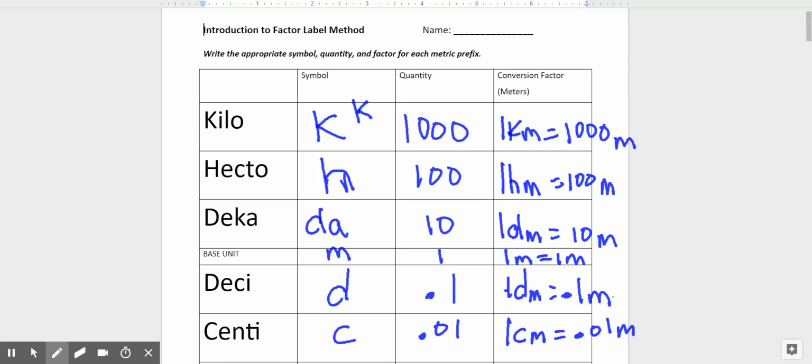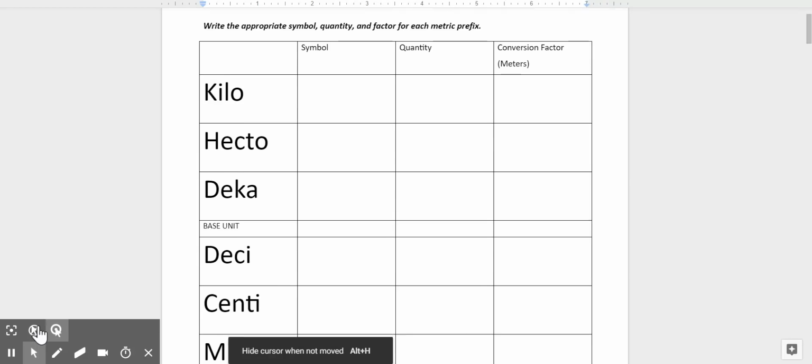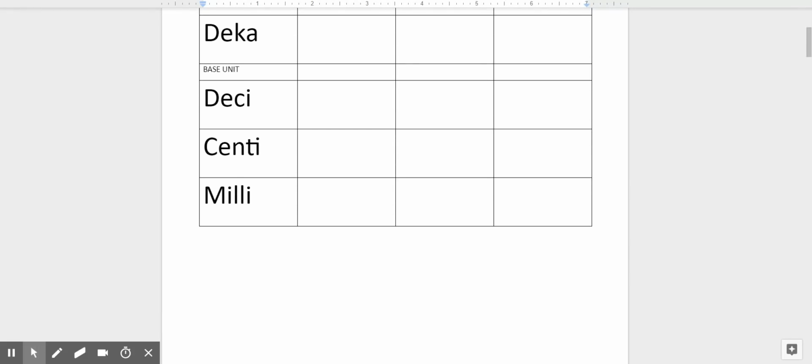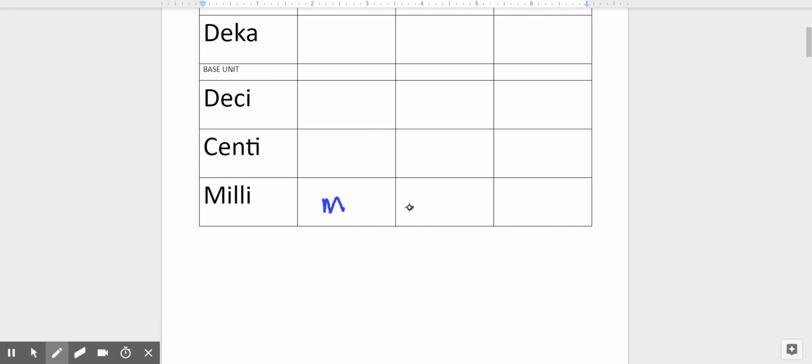Anytime you need to pause the video, pause it. I'm going to clear the screen now so I can scroll down. Milli is represented by a lowercase m. The quantity is 0.001. 1 millimeter equals 0.001 meters.